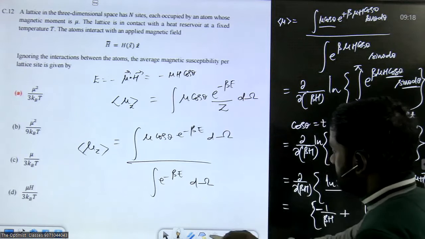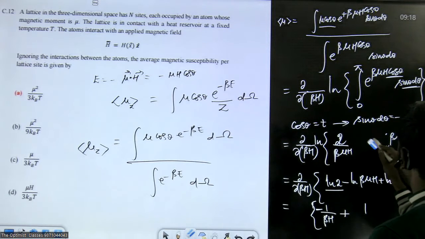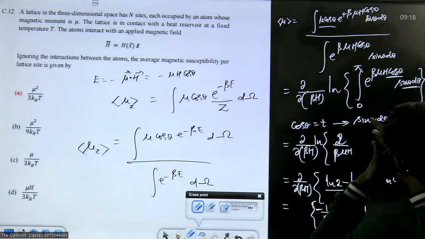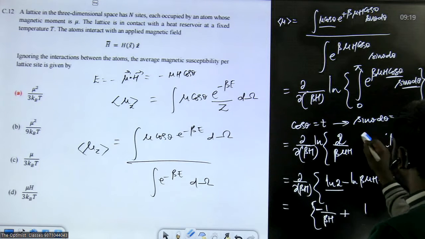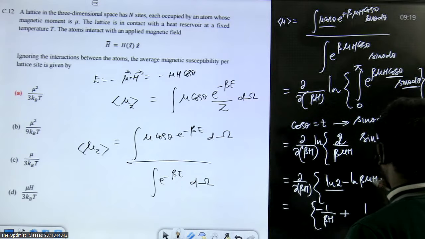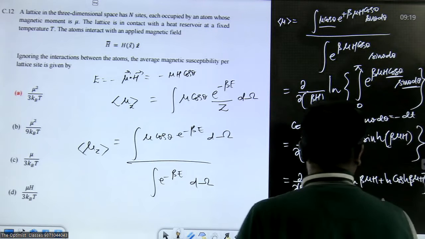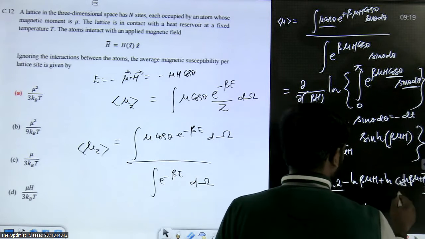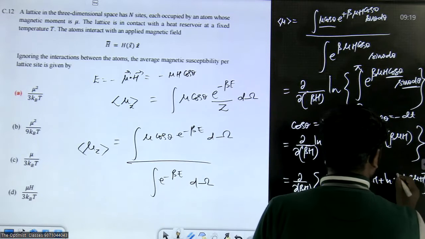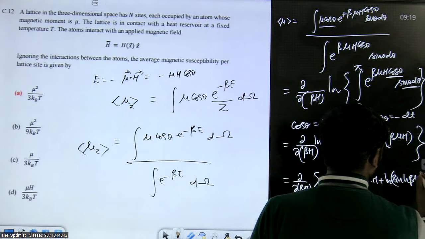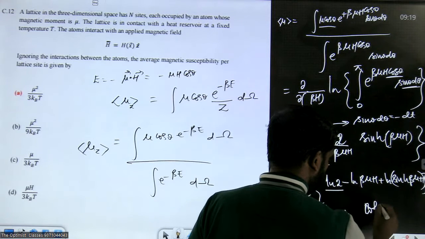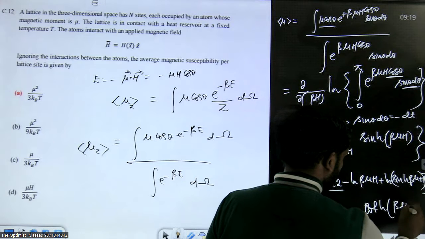Sorry, I made a mistake here. We'll get a sine hyperbolic term here, because when you put the upper and lower limit, there will be a minus sign in the exponential, so you will get sine hyperbolic. I didn't do the calculations, that's why I made a mistake. So this will be the sine hyperbolic term. Now when you differentiate this, you will get cot hyperbolic beta mu h.